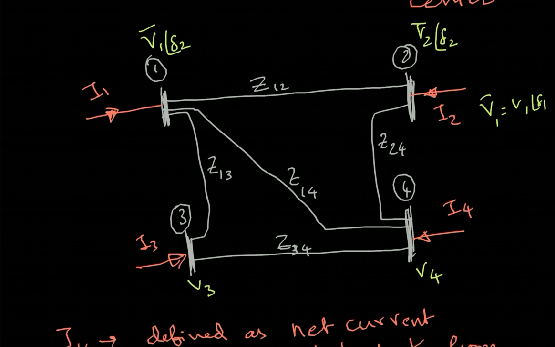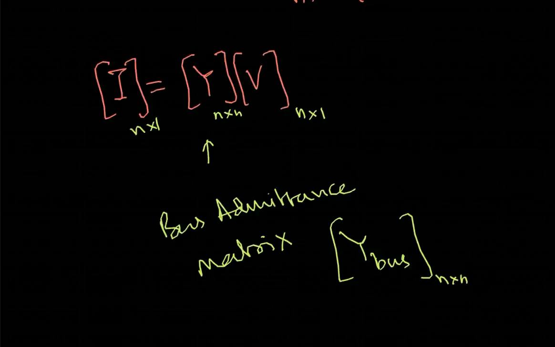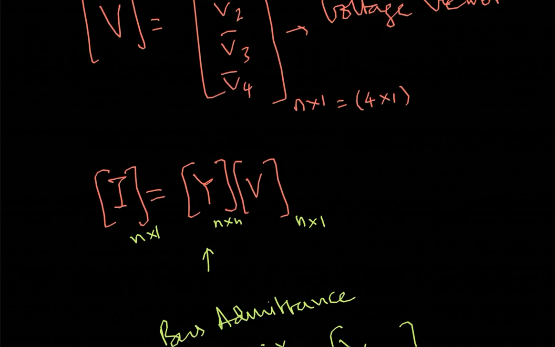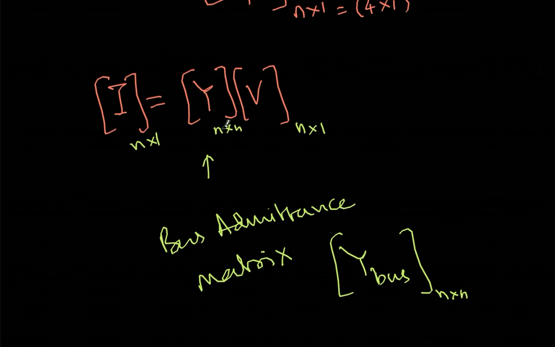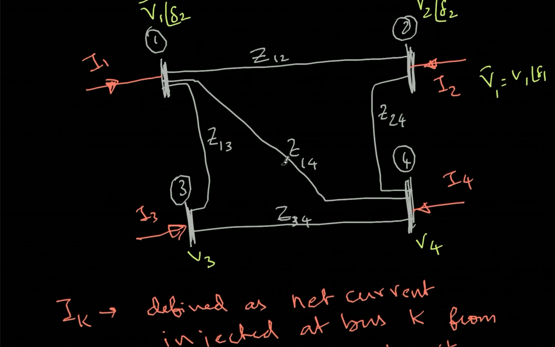Anyway, we will stop this video here and continue in the next video, and I'll try to find out what the elements are. There will be 16 elements inside this Y bus, 4 into 4 is 16. I want to derive each and every element of this Y bus. How does it look like? Given these values, Z12, Z13, and so on, I should be able to find out what these values are. It's just simply applying Kirchhoff's current law at each node.